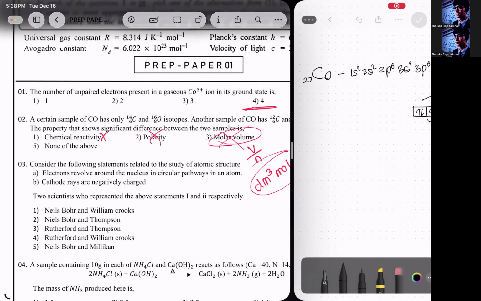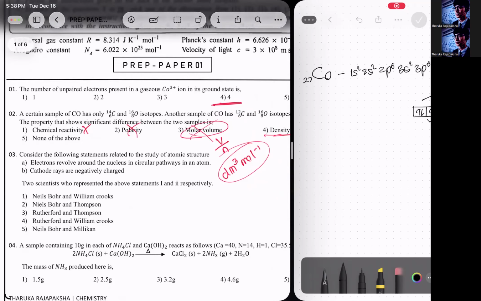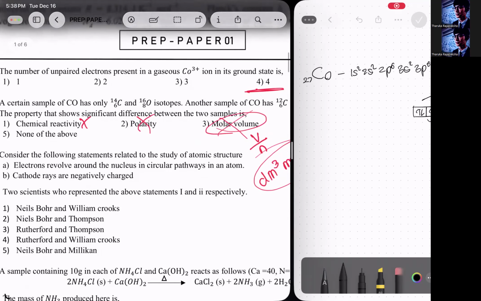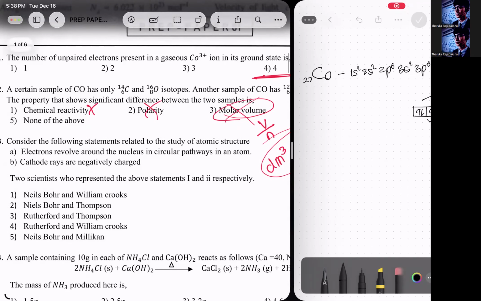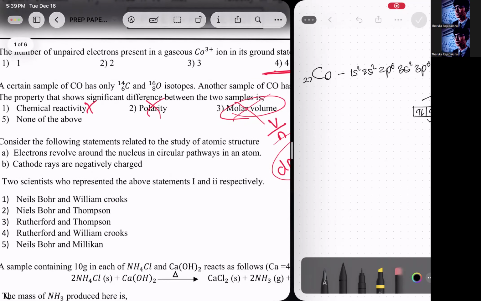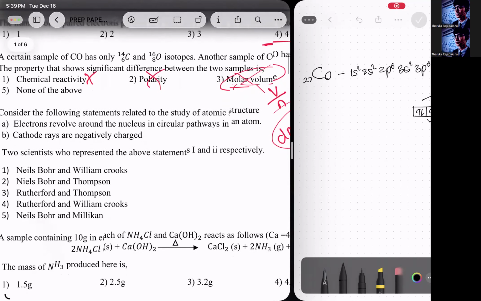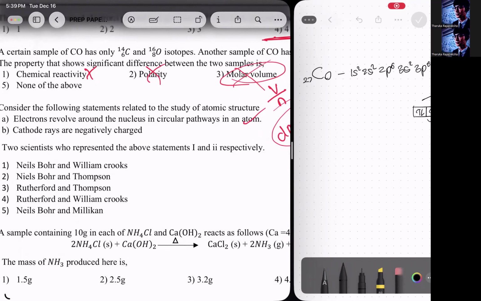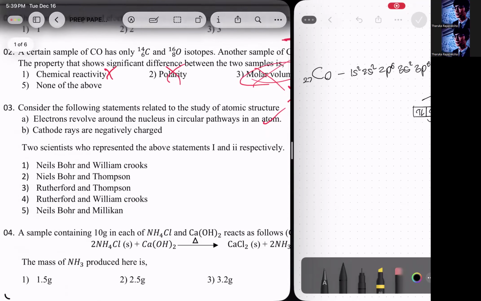Question number 3, people. Consider the following statements related to the study of atomic structure. Electrons revolve around the nucleus in circular paths. This was told by Niels Bohr. Now, this part I will cover in the revision class. I will give a short note for this, like the scientists and what they discovered. Soon I'll give it within this month. And then B part, cathode rays are negatively charged. This was told by Thomson during his experiments. So here answer is answer number 2.